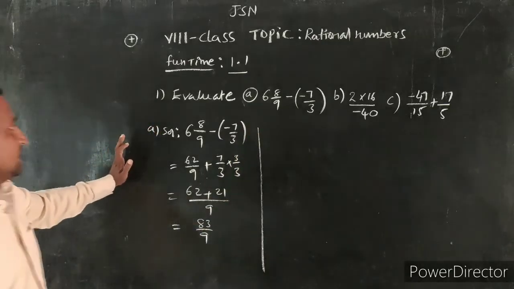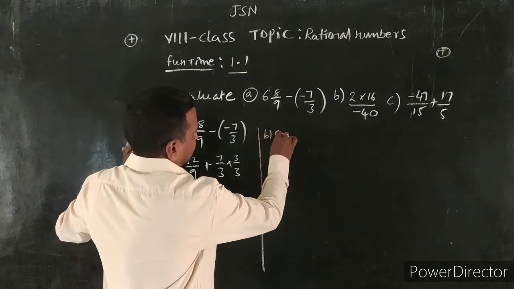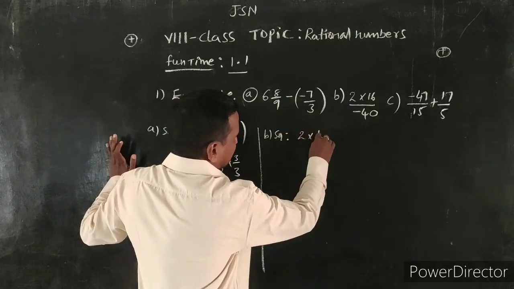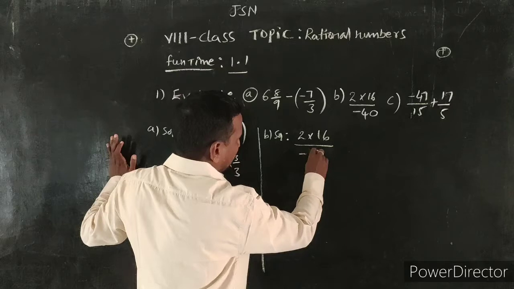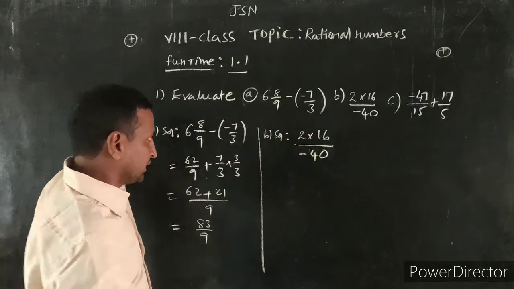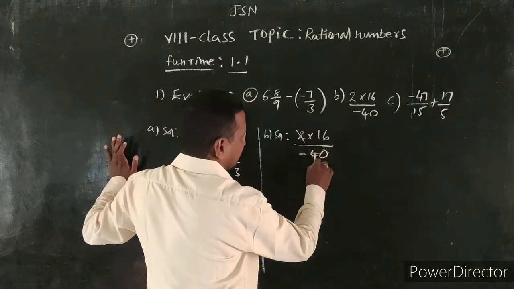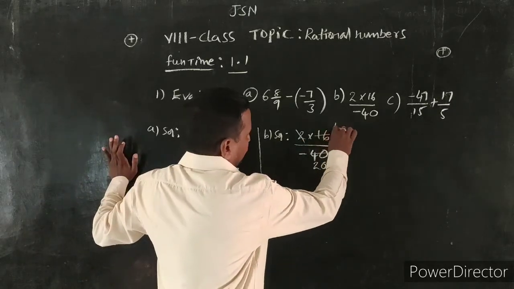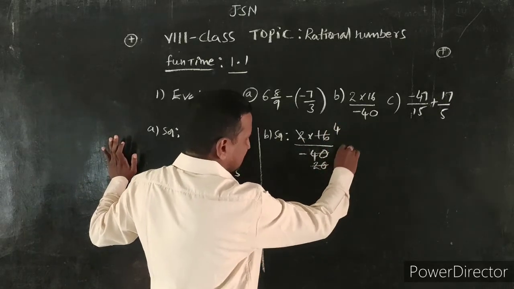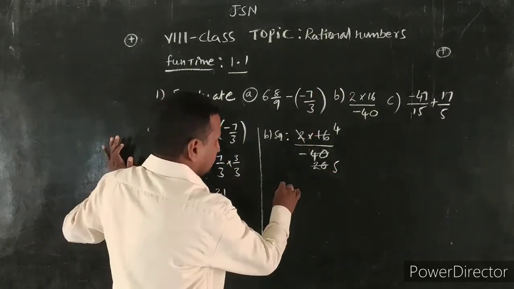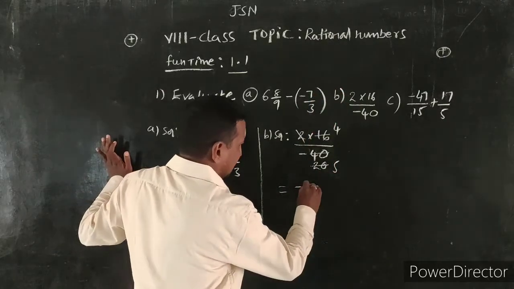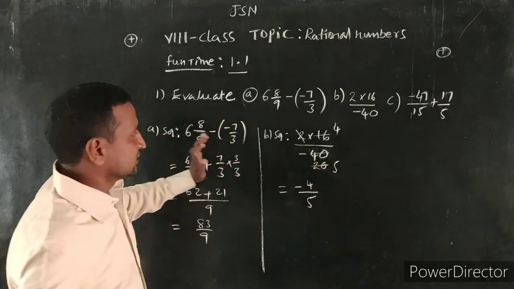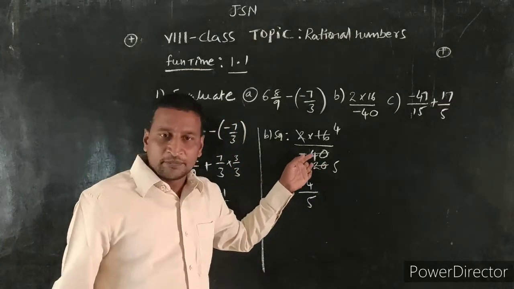And B, solution: 2 into 16 by minus 40. 2 ones are 2, 2 twenties are 40; 4 fours, 4 fives. It is equal to minus 4 by 5, because the denominator cannot be negative.